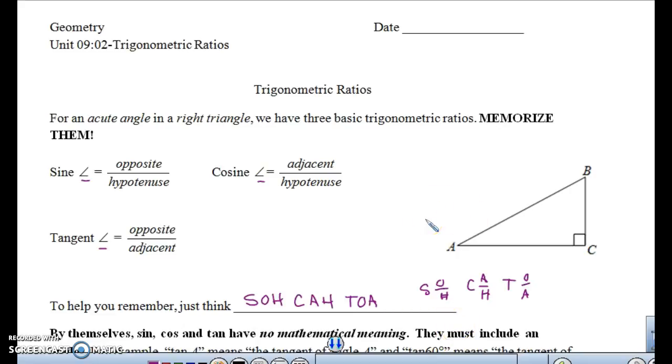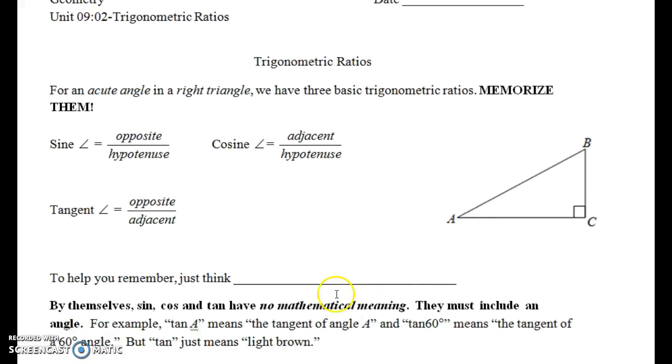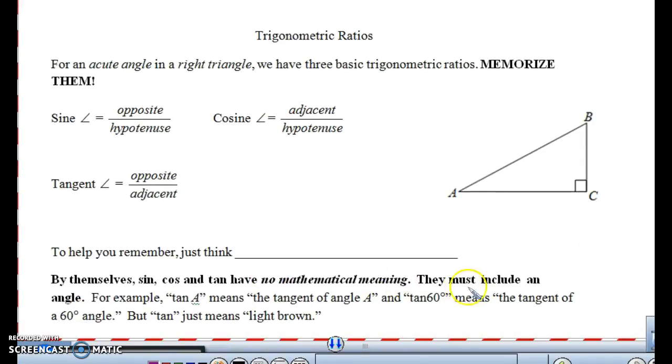Now, when you are doing the ratios, sine, cosine, and tangent, it's important to realize that by themselves, sine, cosine, and tangent have no mathematical meaning. They must include an angle. You can't use opposite and adjacent until you know what angle you're working from. So, if you have tan of A, you're looking for the tangent of angle A. So you're using the ratio of the sides from angle A, whatever angle A is. So if it's tan 60, it would mean the tangent of a 60-degree angle. So it's the ratio of the opposite over adjacent side when you have a 60-degree angle. But if you just write tan, it doesn't mean anything.